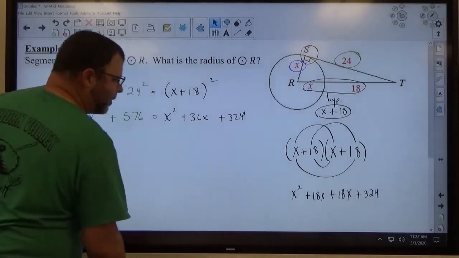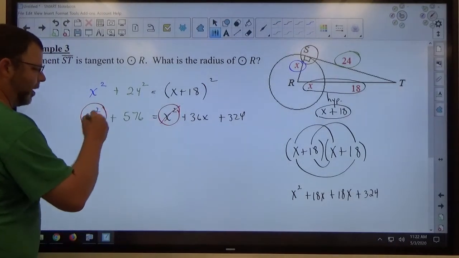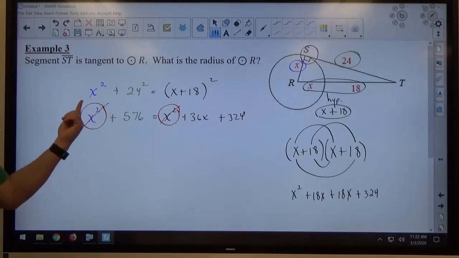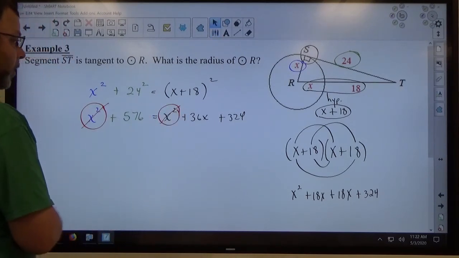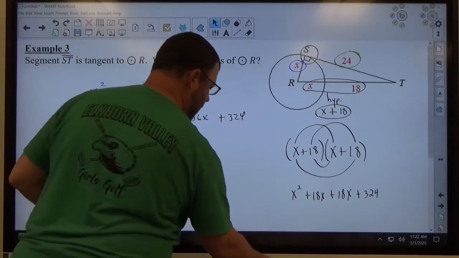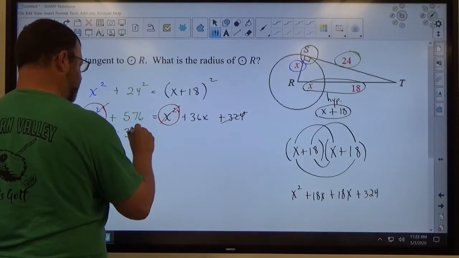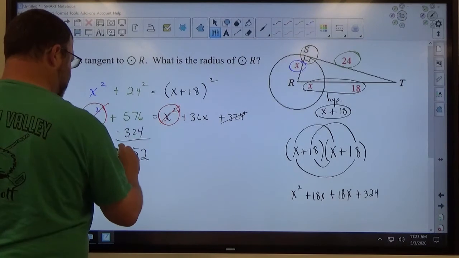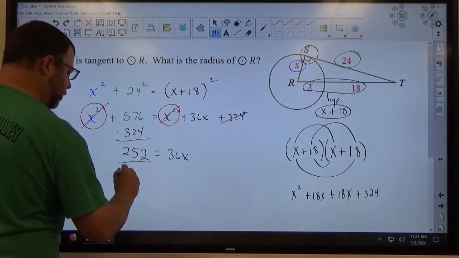Now a nice thing happens here. We have an x squared on the left and an x squared on the right, so those x squareds actually cancel out. Imagine pulling this over and changing the sign, so it becomes negative. They're opposites, so they cancel. We're left with a simple linear equation: 576 equals 36x plus 324. The only x term is right there, so I'm going to take the 324 over here. 6 minus 4 is 2, 7 minus 2 is 5, 5 minus 3 is 2. So to get the answer, I have to divide 252 by 36.